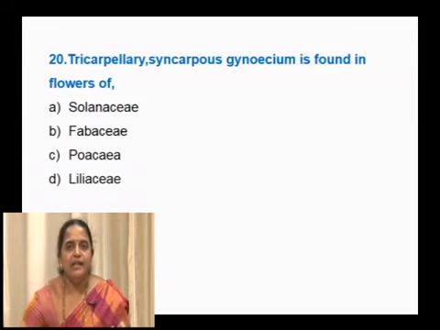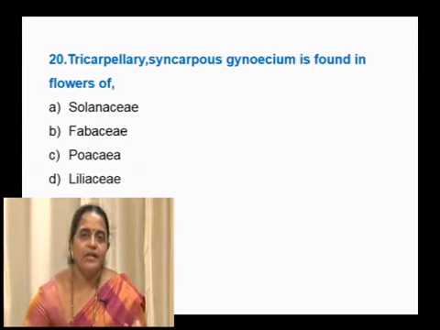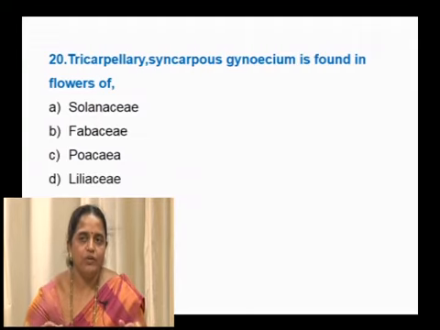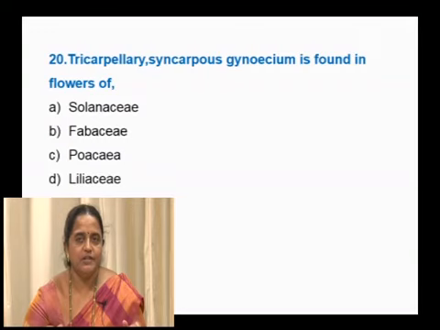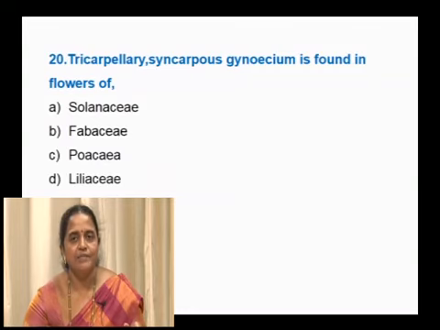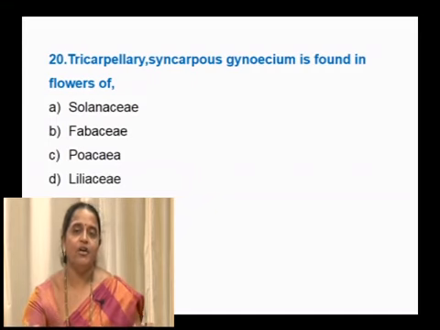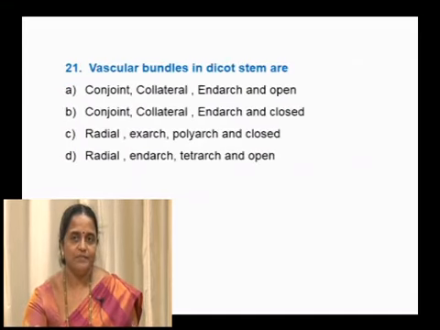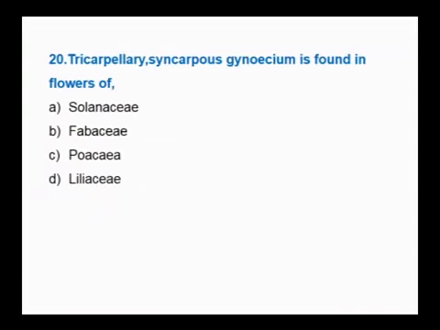In family Liliaceae, the three carpels are all fused, so it is a syncarpous condition. It is a trimerous flower, and this is a characteristic of the lily family, commonly known as lily, but scientifically we call it Liliaceae. So, the correct option is Liliaceae.